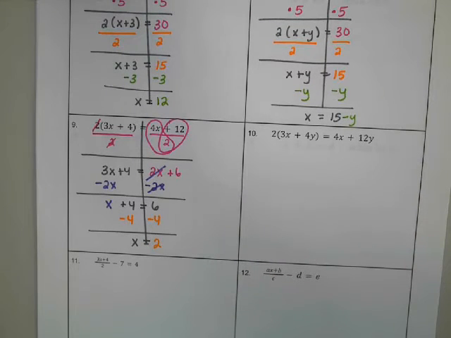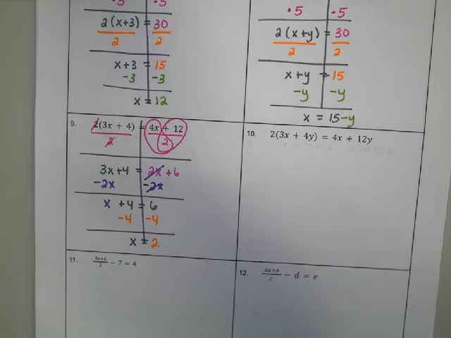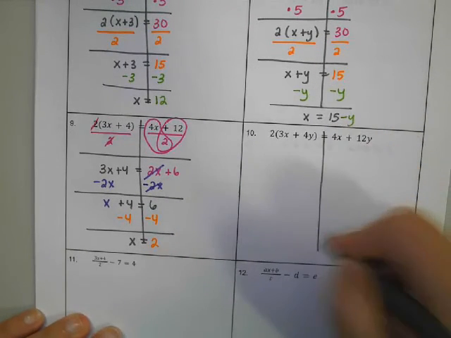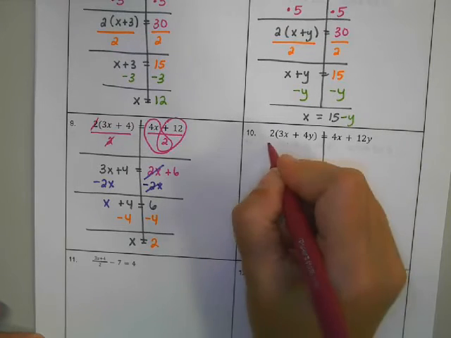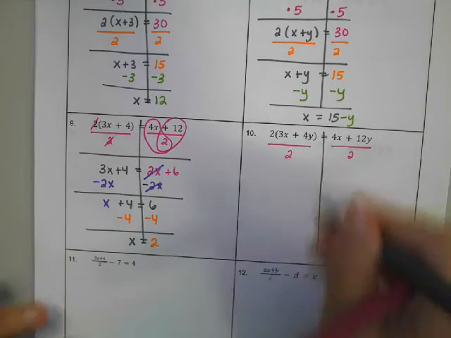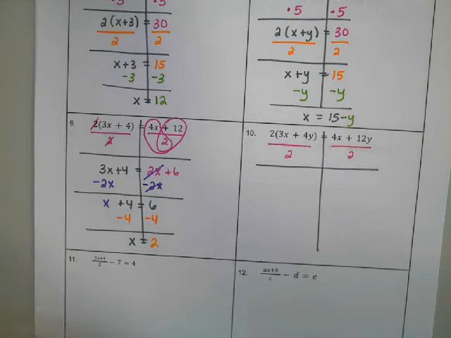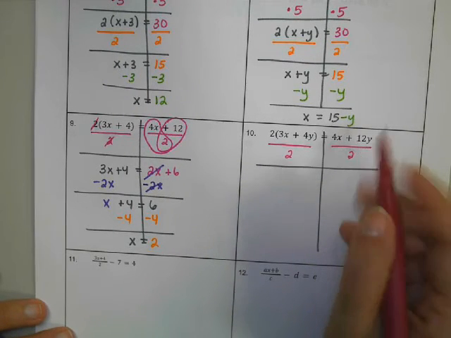Now let's see if we can figure out number 10. Now you'll notice number 10 looks very similar. The only difference is that there's a 4y here instead of just a 4. So let's see. The first thing that I'm going to do is divide by 2, and this works out for me because the 4 and the 12 are nicely divisible. Remember, if these numbers were not nicely divisible by 2, we could always distribute instead.